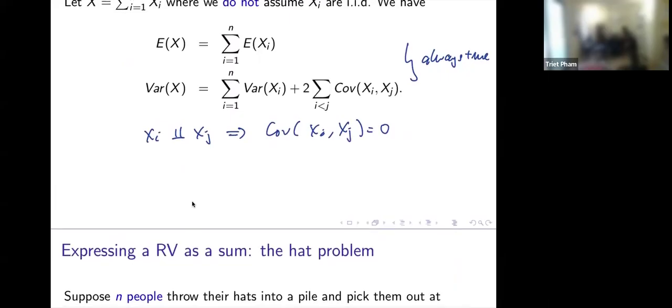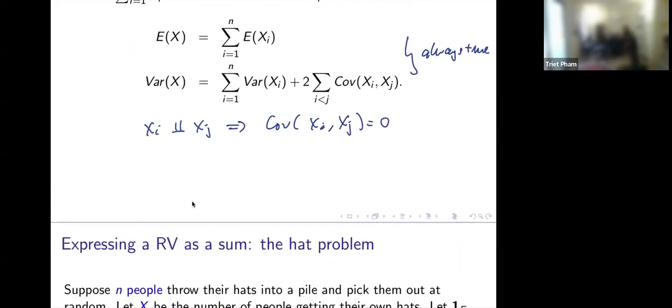All right. So this is the result. Let me give an example, because I don't want to spoil the result, and I want to discuss it. So remember the hat problem. I told you that this hat problem is kind of a model problem that we keep going back to because it has a lot of ideas. So you have n persons, throw the hats into a pile and pick the hats out at random.